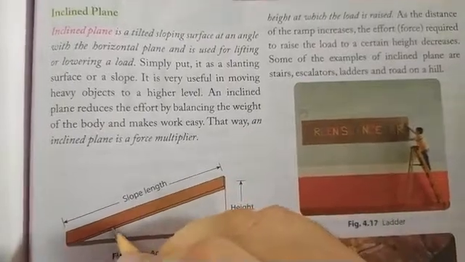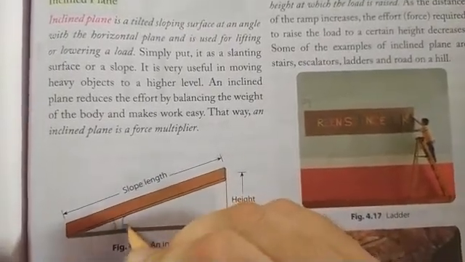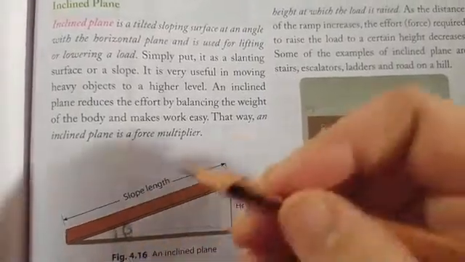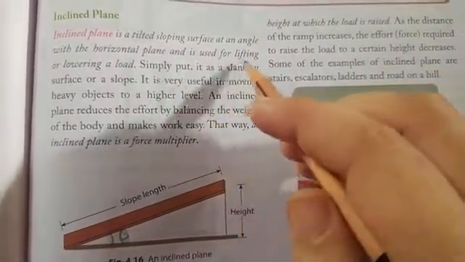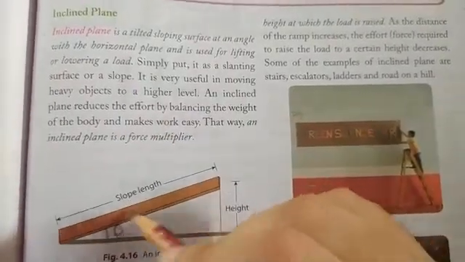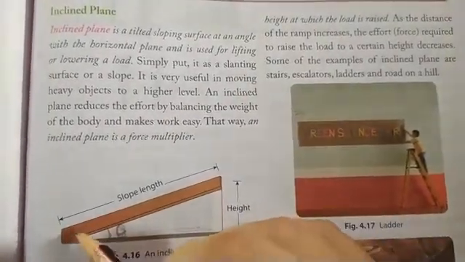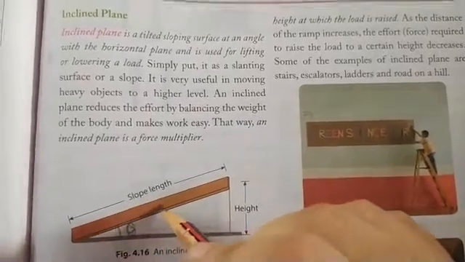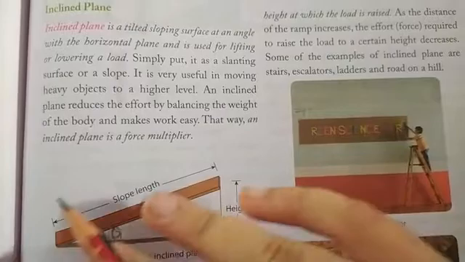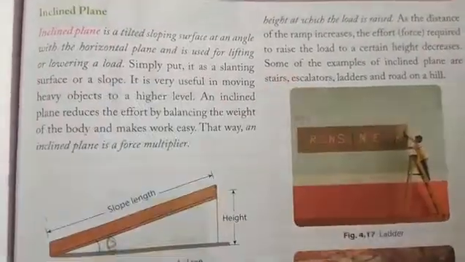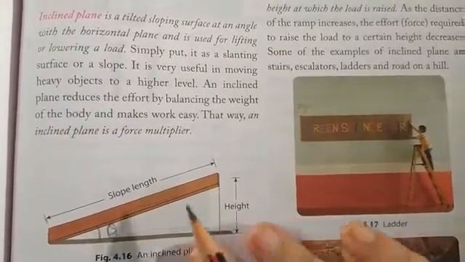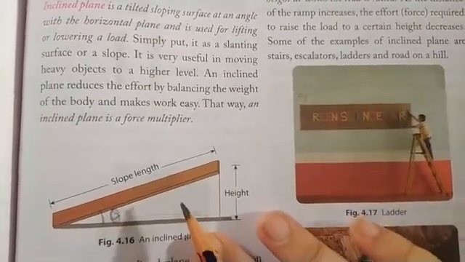Slope means something that makes an angle with the horizontal. This is making an angle, say theta. So it is used for lifting or lowering a load. How can we lift or lower a load? We can lift or lower a load on this surface because this is an inclined plane, and it would be easy for us to lift or lower a load. Or we can simply say that it is a slanting surface or a slope, and it is very useful to lift heavy objects to a higher level.